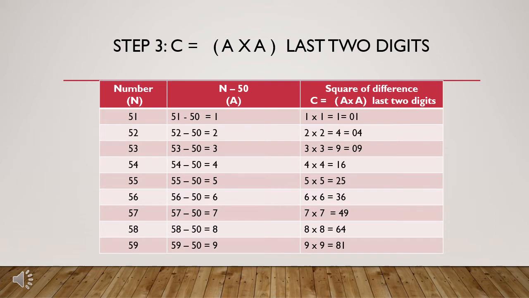Okay, let's take another example. Suppose we have to find the square of the number 52. First, we'll subtract 50 from 52. That means 52 minus 50 equals 2. For the last 2 digits, we will square 2, which equals 4. But we'll rewrite it as 04. Yes. Let's take 58. First, we find 58 minus 50, which equals 8. Then for the last 2 digits, we square 8, which equals 64.